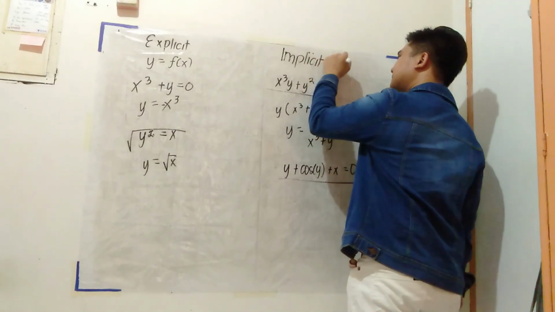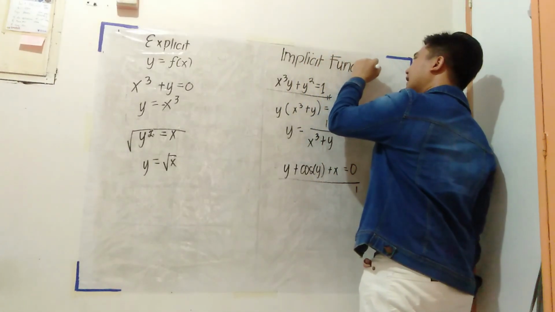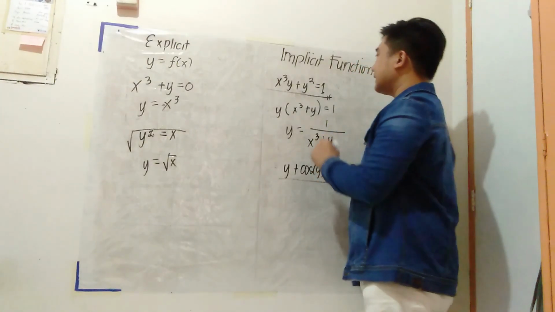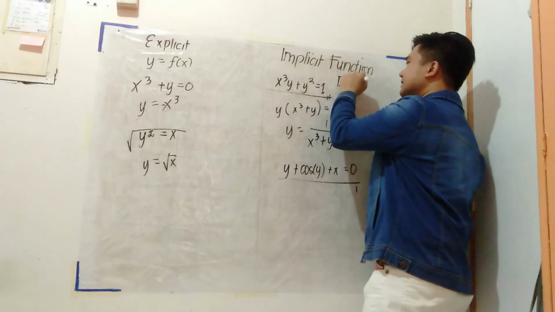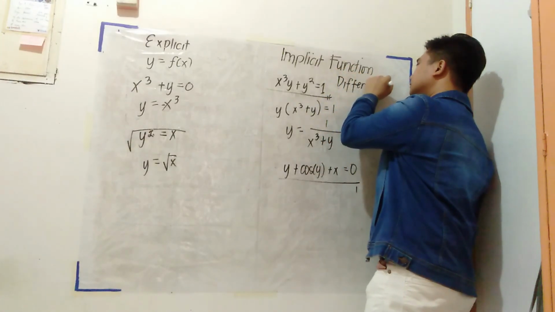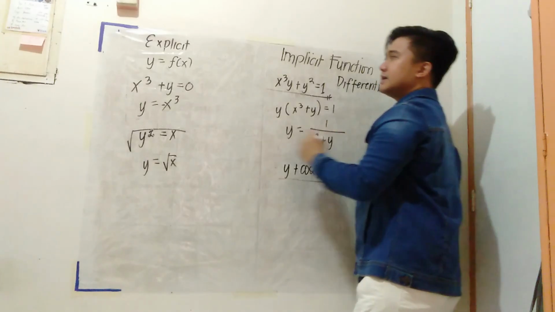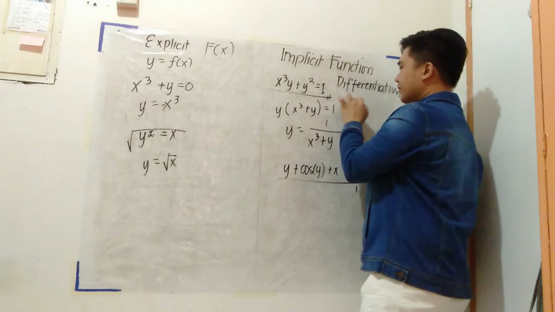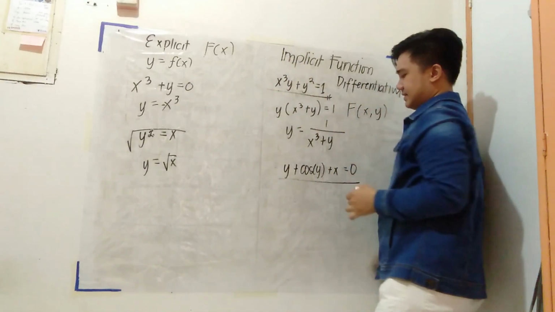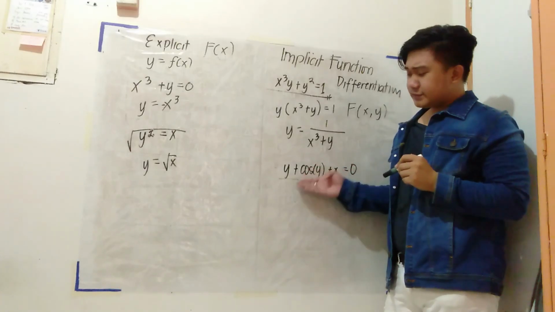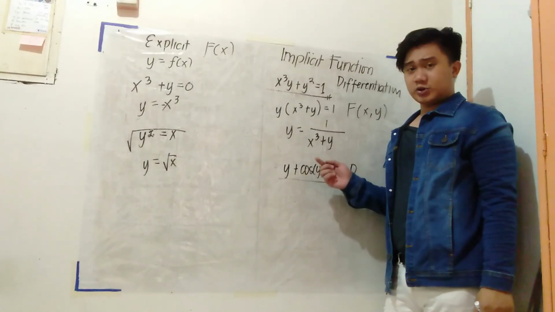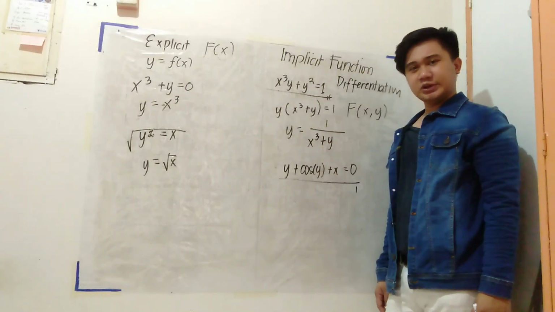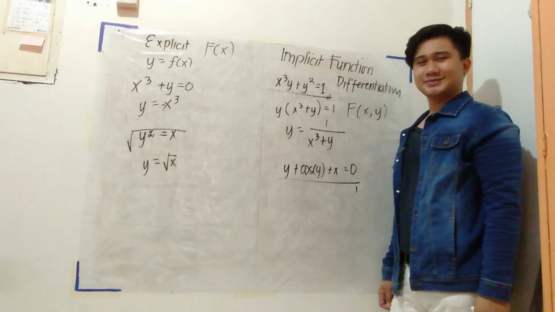So, since implicit function po ang mga ito, ang ating pagdi-differentiate ay tinatawag nating implicit differentiation. Kasi kung ito is f of x, this time ito ay f of x and y na. So sa mga scenario ulit na hindi mo mapaghiwalay si y and x, we're going to differentiate them implicitly. And to start with, copy your notes first.